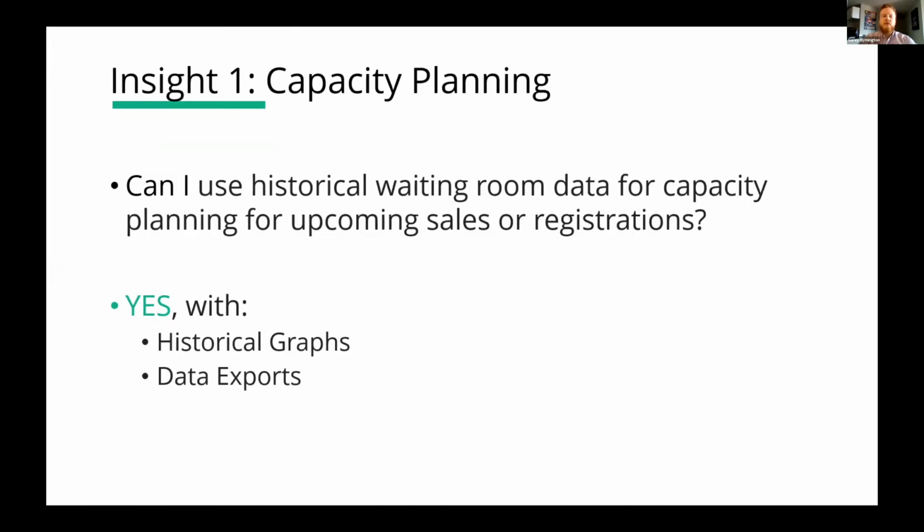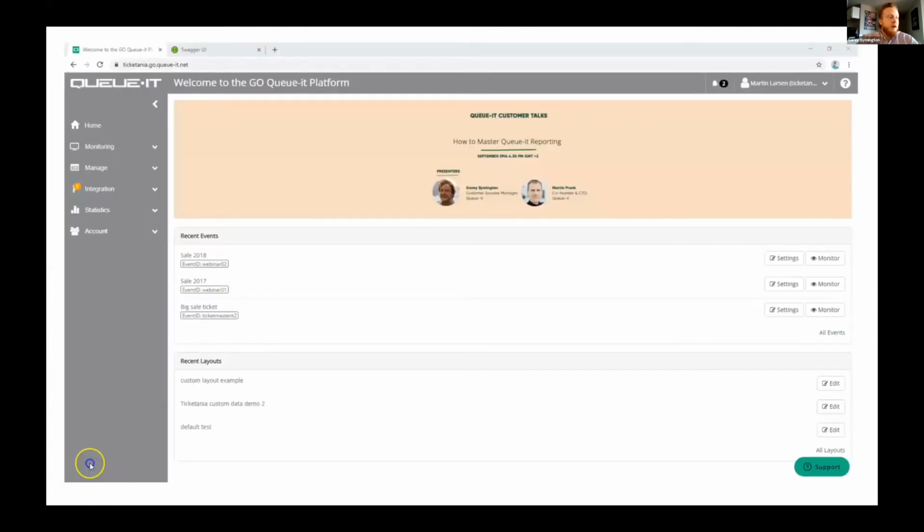So the first insight we'll examine here is capacity planning, something that I'm sure is near and dear to the hearts of many of the people on this call. Forecasting for big events, planning the capacity is a crucial part of the work that we all do running these big online events. So the question there would be, can I use historical waiting room data for capacity planning for upcoming sales or registrations? The answer there would be yes, using historical graphs and data exports. And we've got a video prepared here that demonstrates how to use those graphs in the platform.